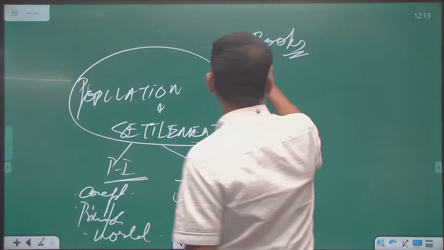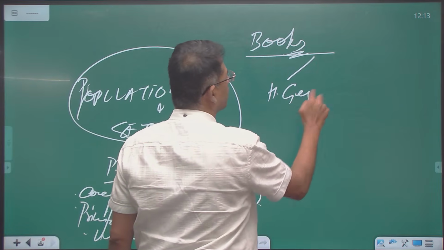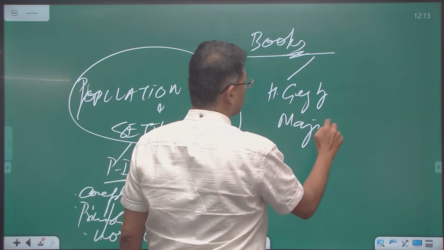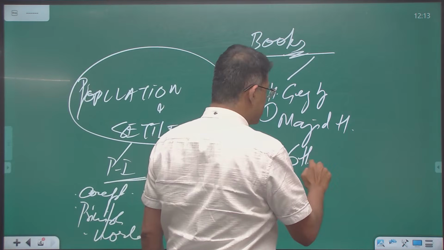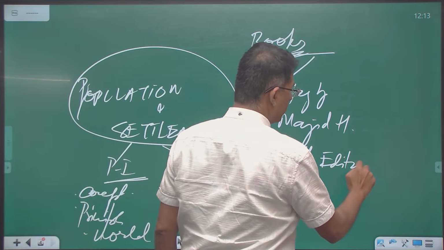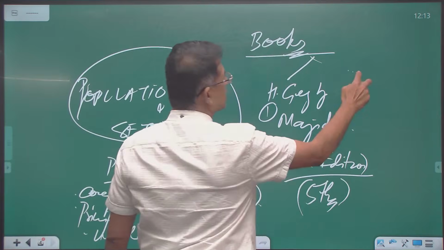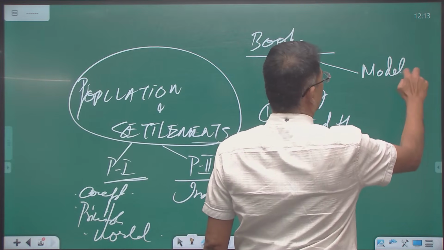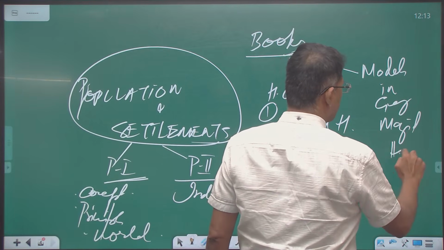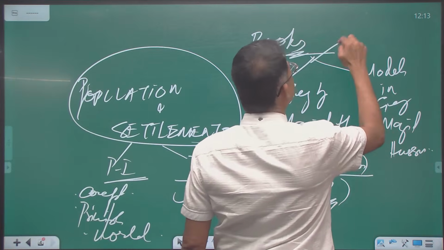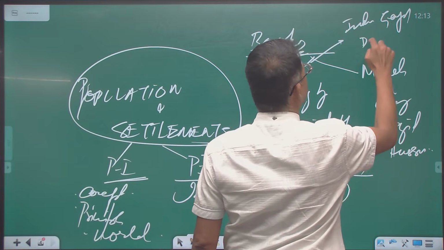The books that you need, there are 3 books. One is Human Geography by Majid Hussain. That's one must-buy book. My recommendation, buy the latest one. The 6th edition is in the market, but the 5th will also do. Not a problem. The second book you need is Models in Geography, again by Majid Hussain. And the third book you need is Indian Geography by D.R. Khullar.